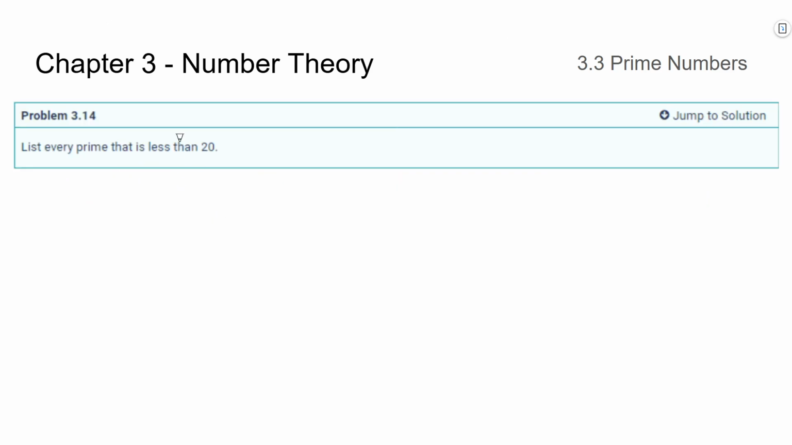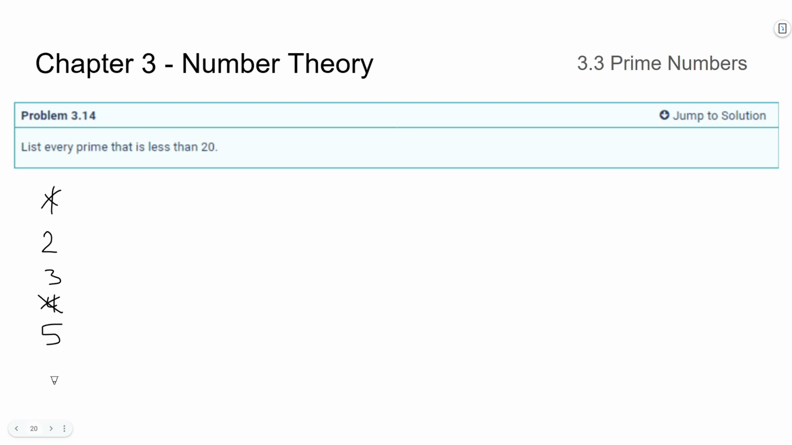All right, so list every prime that is less than 20. Let's just go one by one. Well, we know that 1 is not a prime, so that's not good. 2, we know is a prime, so that's good. 3, we said in the last slide, is a prime. It's not divisible by anything except for 3 and 1. How about 4? 4 is divisible by 2, so that's not a prime. How about 5? Well, 5 is not divisible by 2 or 3 or 4, so yeah, 5 is a prime.